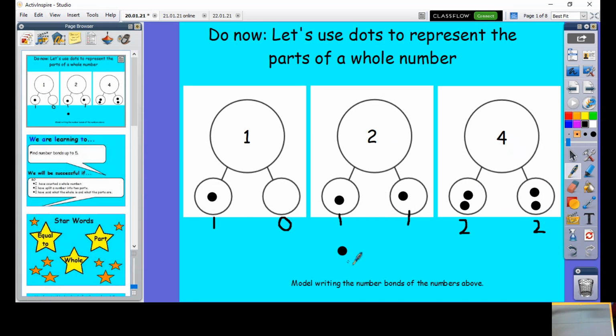Pause the video, boys and girls. I want you to talk to your adult about which parts are equal. Are these ones equal? Are these ones equal? Are these ones equal? Okay, boys and girls, if you said this one, the parts are equal, and if you said this one, the parts are equal, you are correct. Well done. And this one, they are not equal because there's 1 there and there's nothing there. There's 1 in here and there's 1 in here, so that's equal. There's 2 in here and there's 2 in here, so that's equal.